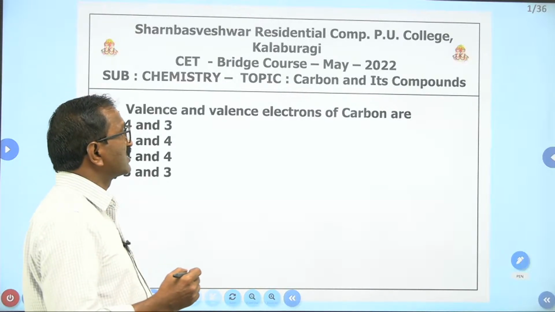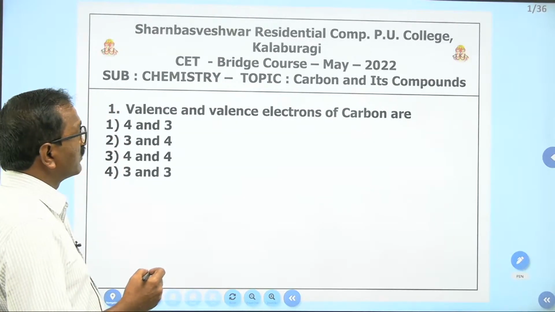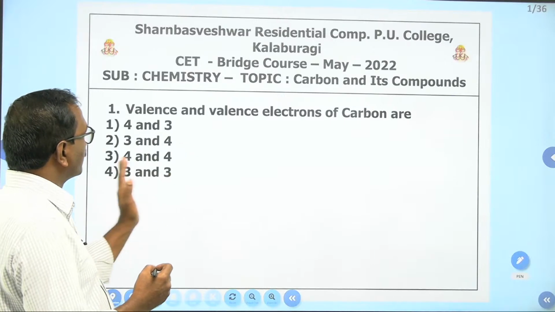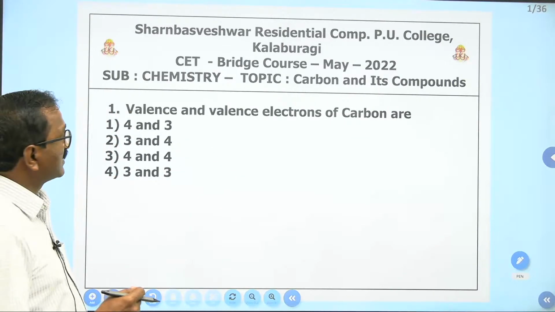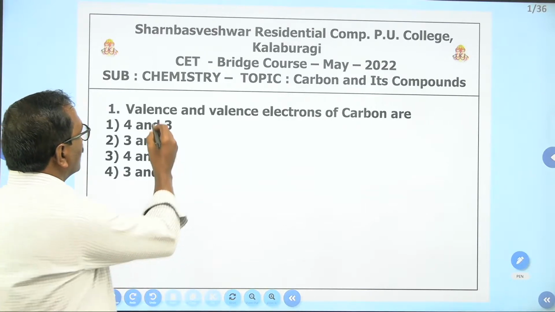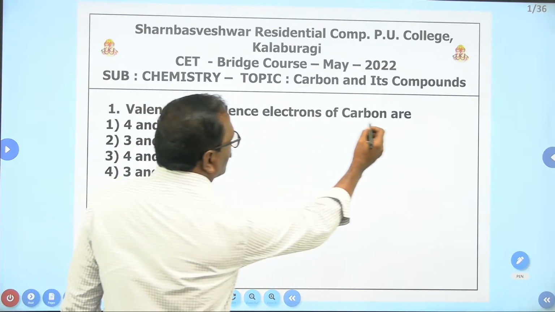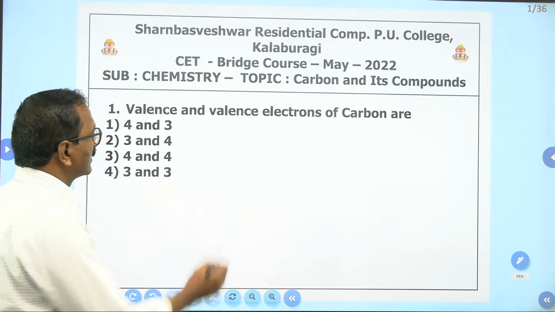Today I am going to discuss carbon compounds related to one paper discussion. We are going to start with the first question. Valency and valence electrons of carbon are dash.